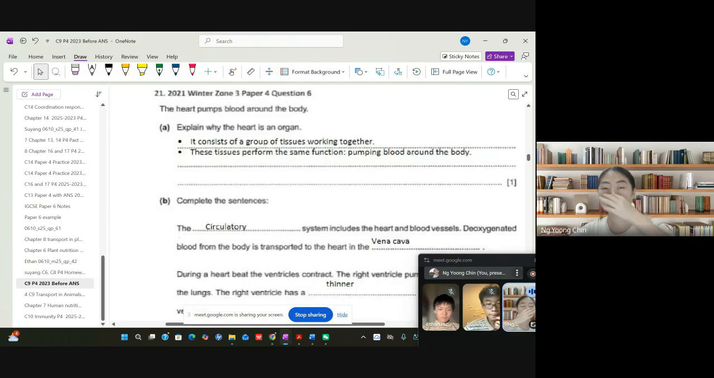Okay, sometimes they will ask you about this one. Why is the heart an organ? Because an organ refers to a group of tissues that work together to perform the same function.